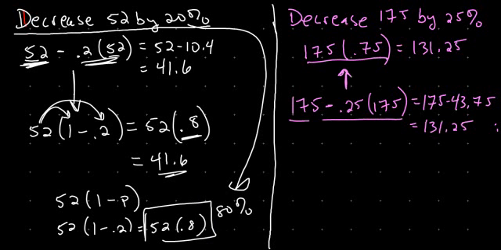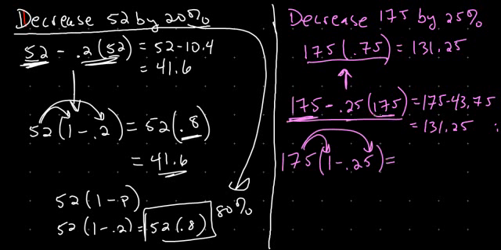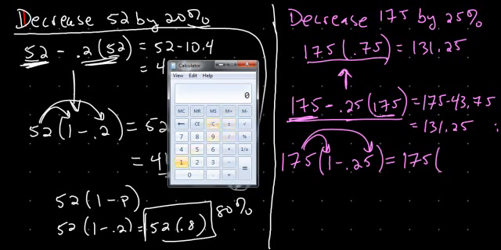And to see where I got that, usually students are pretty comfortable with this: I take my 175 and I subtract the 0.25 times 175. That reduces by 25%. But to see where I got that, you simply pull out the common factor of 175. 175 times 1 minus 0.25. When I distribute back, I get the 175. Distribute here, I get 175 times 0.25. But this leaves me with 175 times 1 minus 0.25, which is my 0.75.